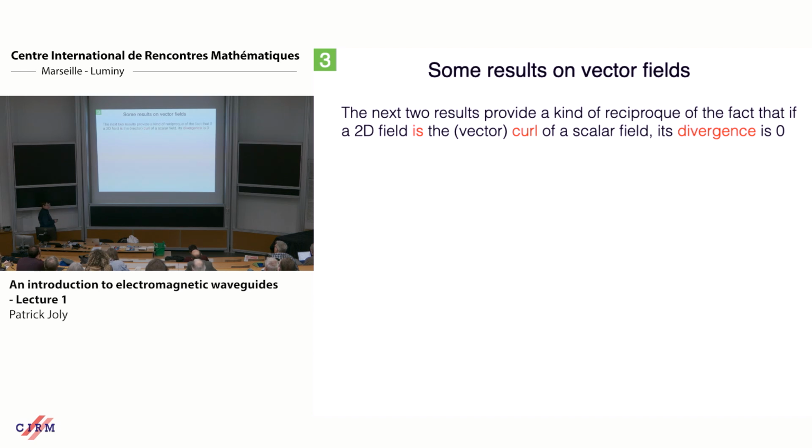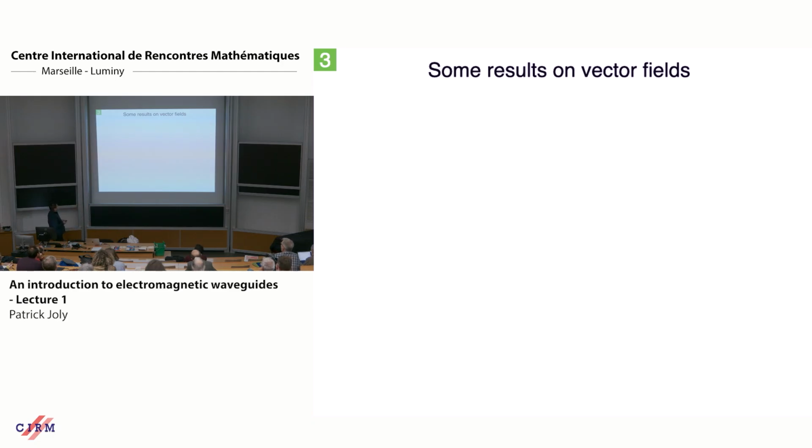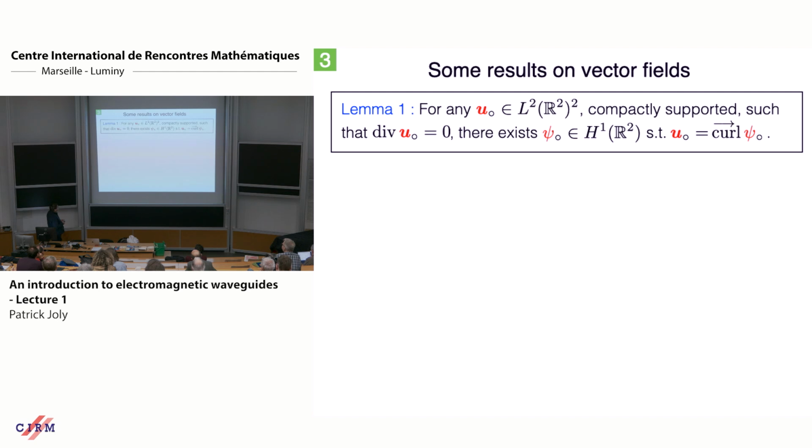But of course, if H0 curl is not compactly embedded, a bigger space is not too sure. But you're right. So the next two results will provide a kind of reciprocal of the fact that the divergence of a curl is zero. Is there a reciprocal? And so I will give successive lemmas.